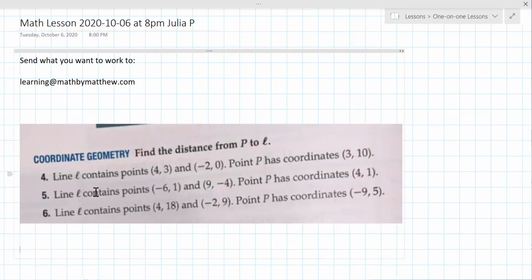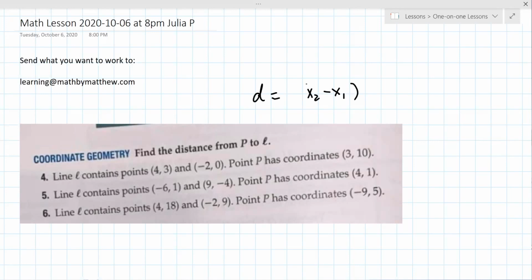So we're going to start with question 4 here. Find the distance from P to L, and the distance formula is as follows. It's the square root of x2 minus x1 squared plus y2 minus y1 squared. From P to L.